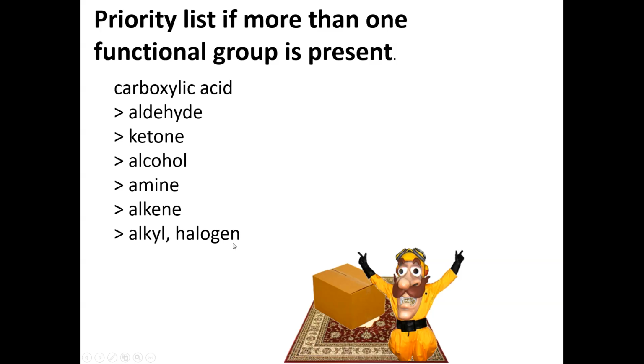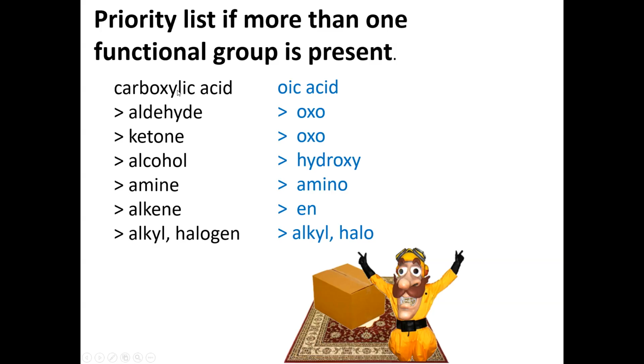So when we have two or more functional groups, then the one highest up in the list will always get the ending, and then the others change from the normal ending and become a substituent. So an aldehyde changes from al to oxo, ketone changes from one to oxo, ol to hydroxy, amine to amino, and the alkene, alkyl side chain, and halogen stay the same.